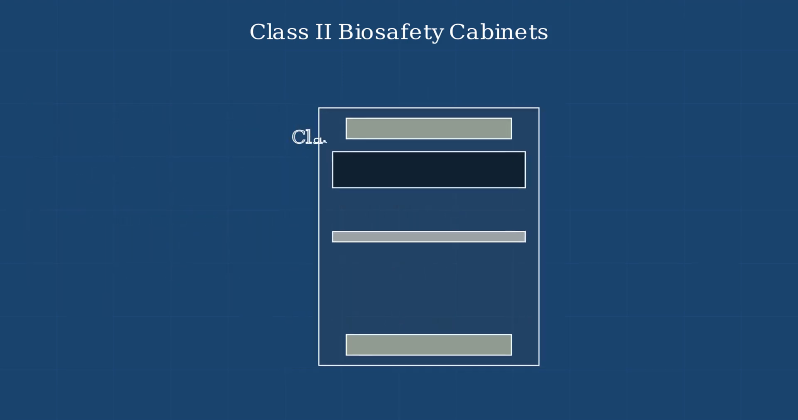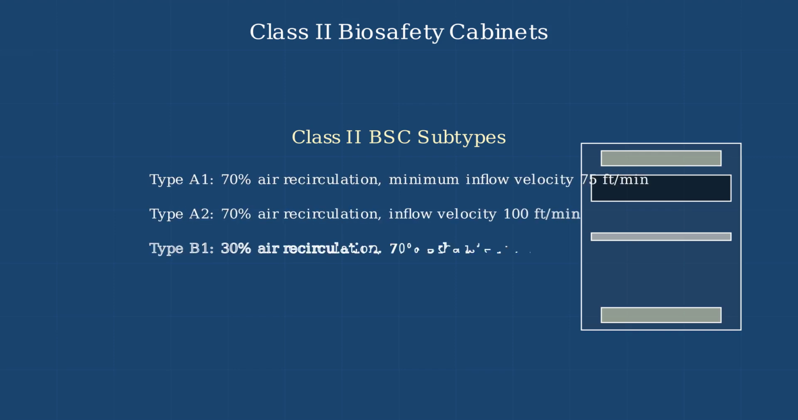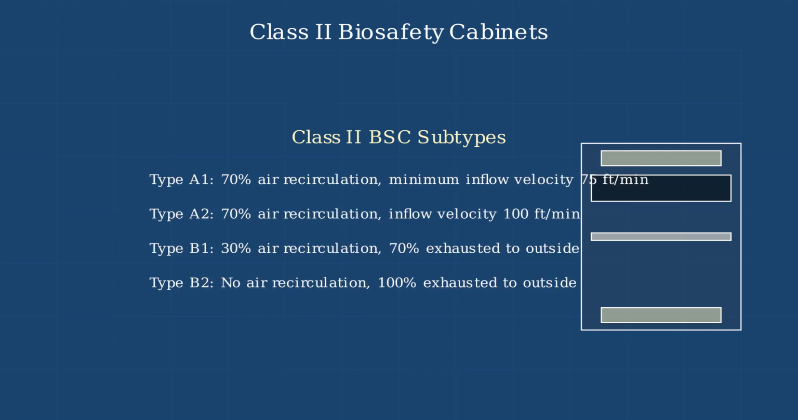Class 2 biosafety cabinets come in several subtypes, each with different specifications designed for various laboratory applications. These subtypes include A1, A2, B1, and B2, which differ in airflow patterns, percentage of air recirculated, and exhaust requirements. Selecting the appropriate Class 2 BSC subtype depends on the level of hazard, whether volatile chemicals will be used, and facility constraints.